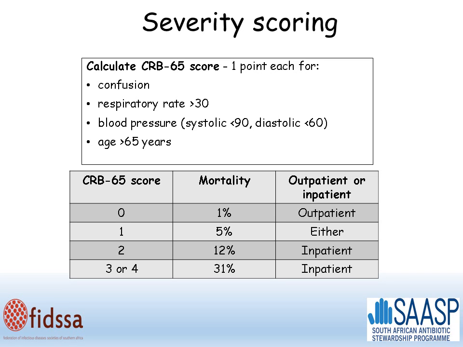This table shows how the CRB-65 score correlates with mortality and gives suggestions of whether patients should be treated as outpatients or inpatients. So when the score is 0, the mortality is very low, and you can treat people as outpatients. When it's 3 or 4, mortality rises to above 30%, and patients should definitely be treated in the hospital.